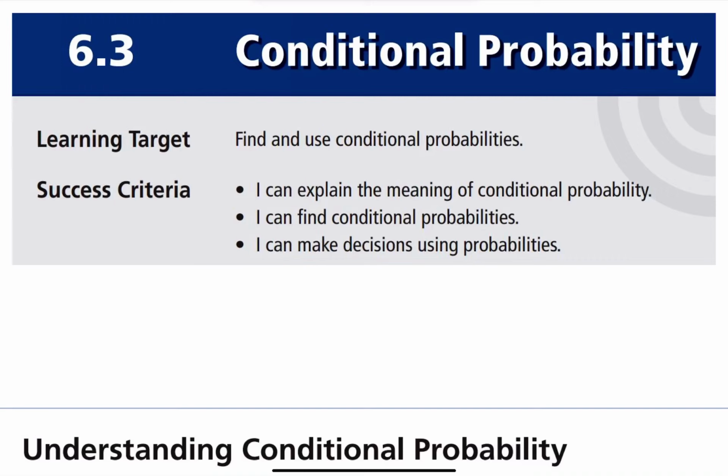Today we're working on lesson 6.3 over conditional probability. So your learning target for this lesson is to find and use conditional probabilities. The way we're going to measure your success is if you can explain the meaning of conditional probability, if you can find conditional probabilities, and if you can make decisions using those conditional probabilities.